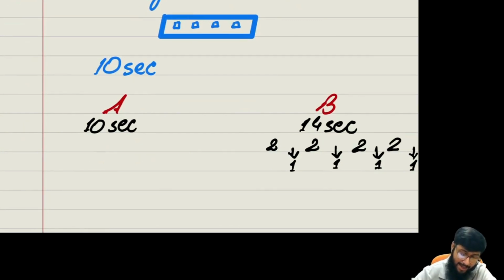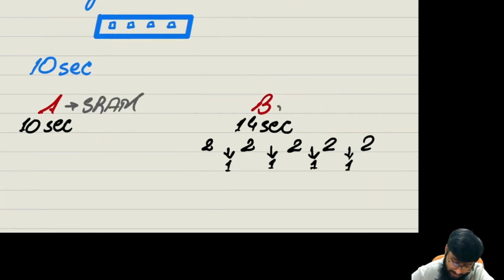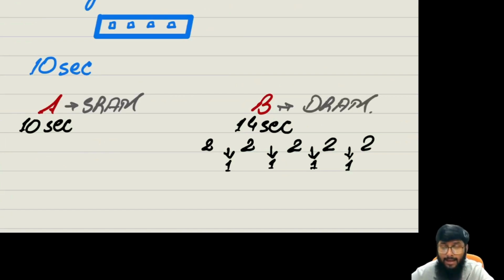Obviously A is faster because it is using a static RAM, whereas B is using a dynamic RAM that needs to be refreshed after equal time intervals. So SRAM is faster, DRAM is slower.